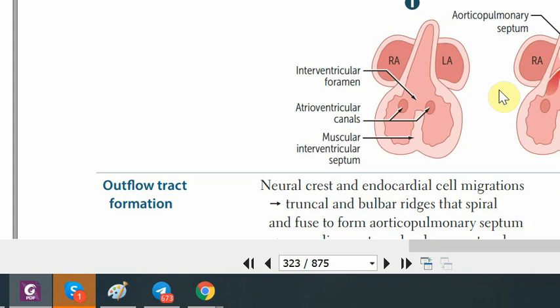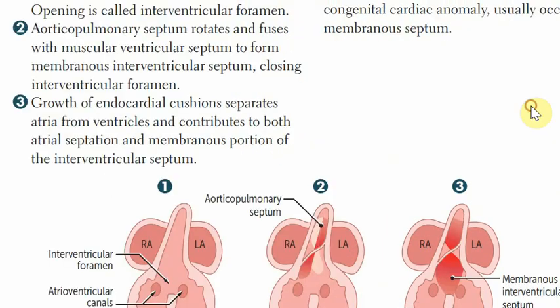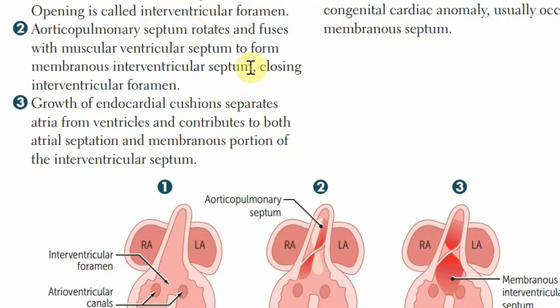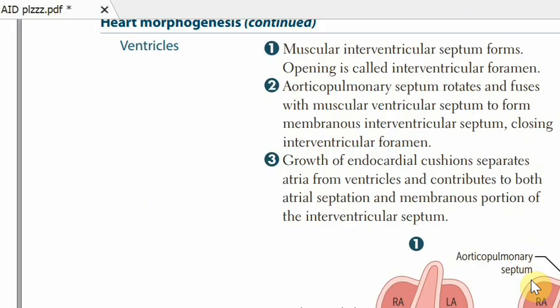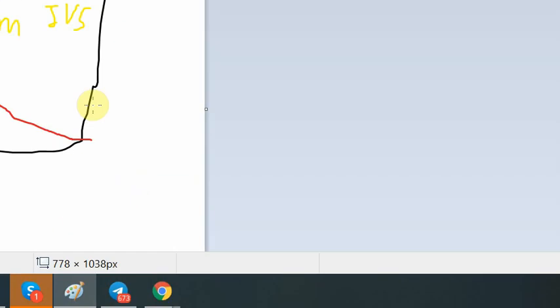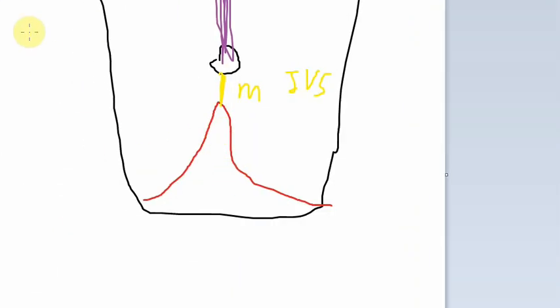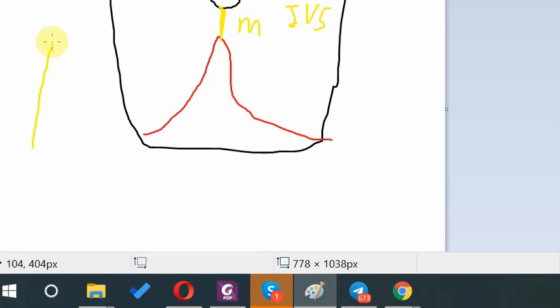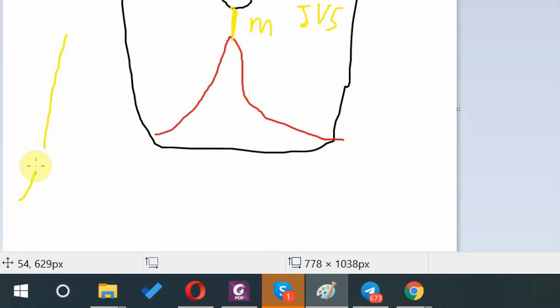It makes no sense if you read it the first time. So to make it more simple, we are going to explain it from zero. So we have something called the aortopulmonary septum. What is this? It's just a membrane. Don't think a lot about it. It's just a simple little membrane in the middle. Okay? And just imagine it as a membrane like this, and here it's connected to what? To the muscular intraventricular septum.